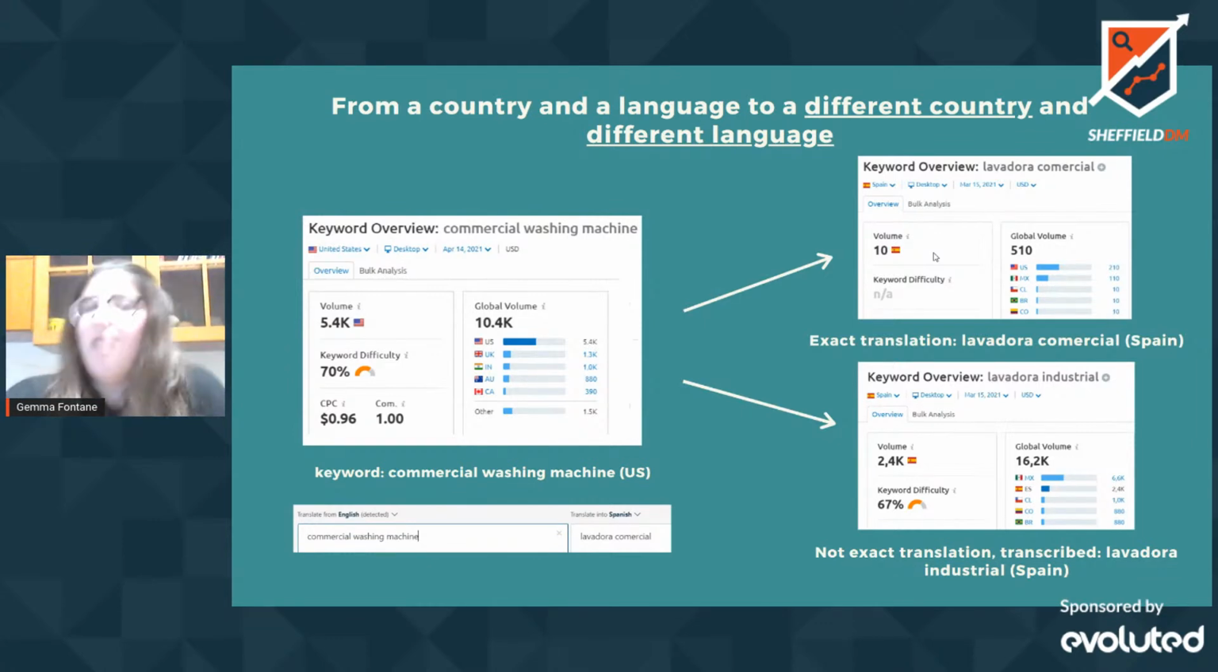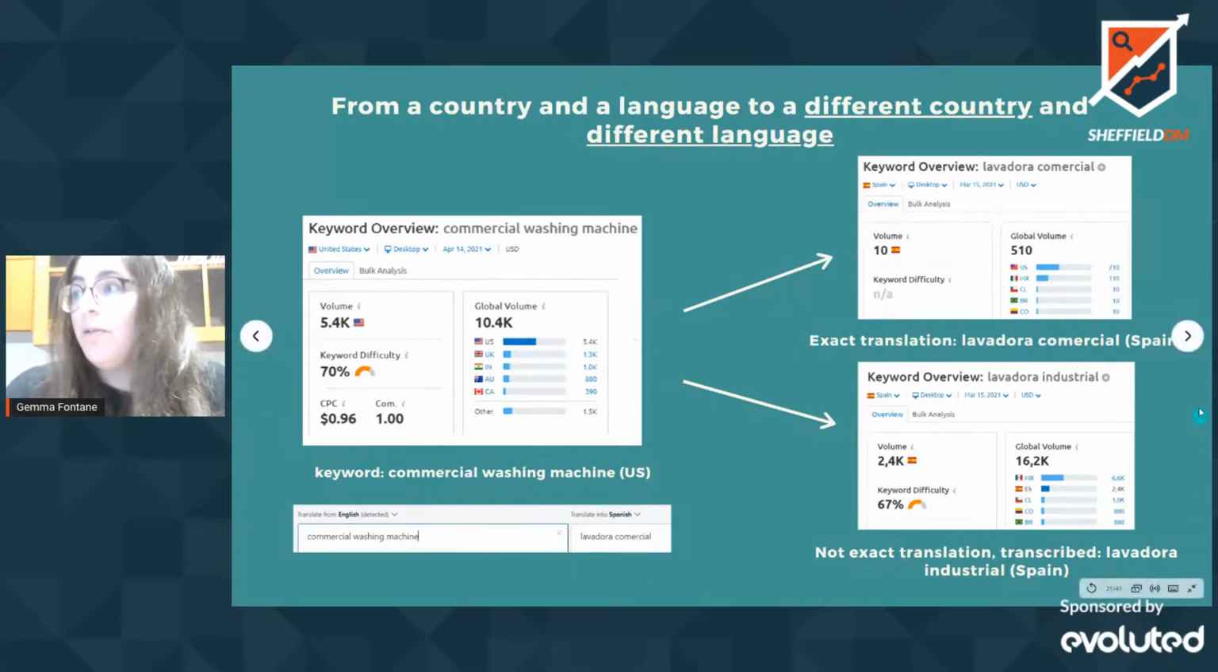They don't need this. But the thing is, in Spain we say it a little bit differently. We say lavadora industrial, which would be industrial washing machine, which is also used in the US and UK. But commercial washing machine, the exact translation, is not used in Spain. So this is really important to know. Why? Because maybe if you do the exact translation and you go to a keyword tool, you see, oh no, this product is not used in this country. Yes, it is, but you need to not just translate, you need to transcribe.